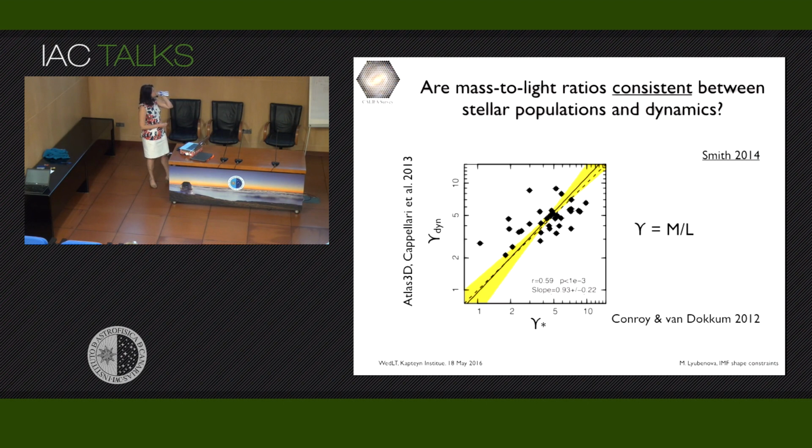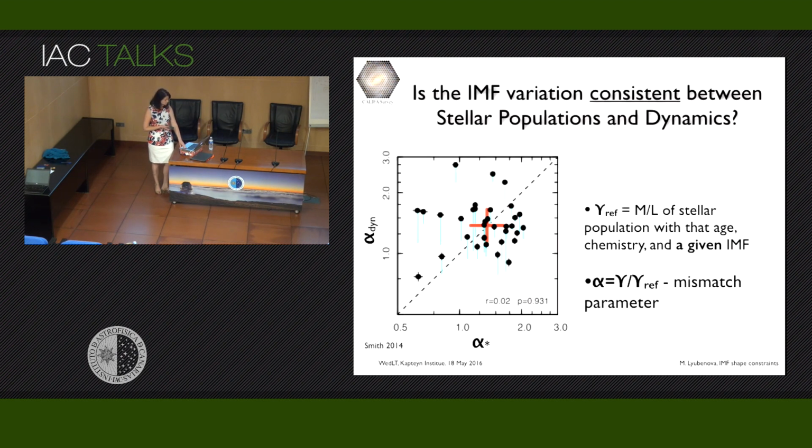And of course, the first question to answer is, are the dynamical mass-to-light ratios and stellar population-based mass-to-light ratios consistent with each other? And he plotted these two relations, and he found indeed quite a good correlation between them. However, here we have to pay very much attention that this correlation might be due to underlying stellar population properties, which first need to be taken out before we compare any dynamics and stellar population-based evidence for IMF variation.